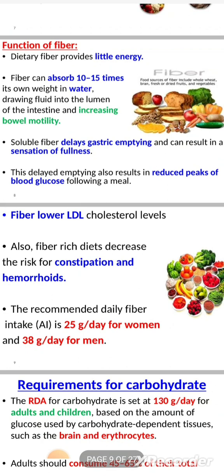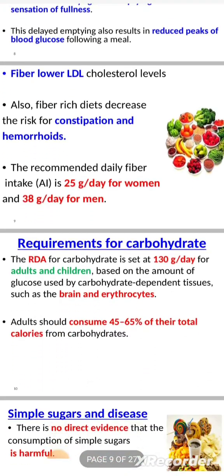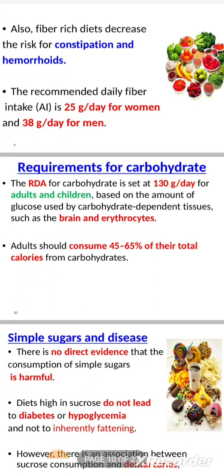Also, fiber-rich diets reduce the risk of constipation and hemorrhoids. That is good for that. The recommended daily intake is very important: 25 grams per day, or 35 grams per day for men is better. This is the recommended one. Requirement of carbohydrates. The RDA, recommended dietary allowance, for carbohydrate is 130 grams per day.